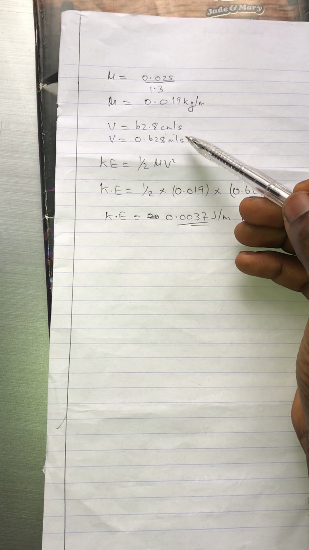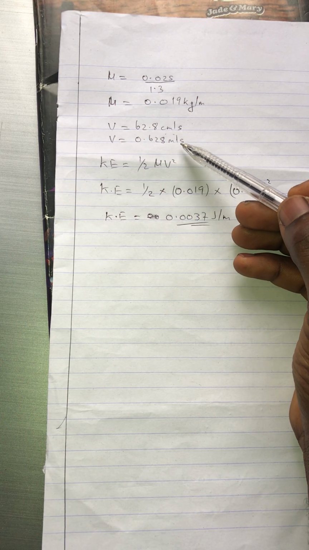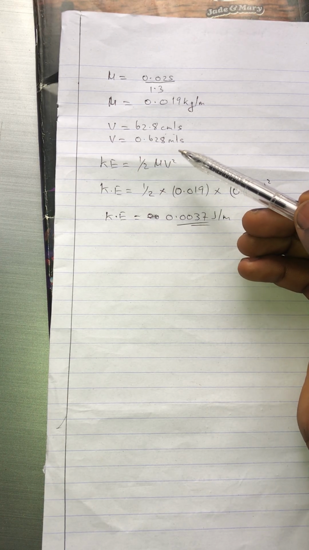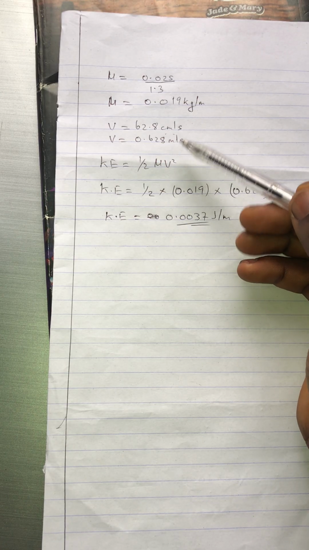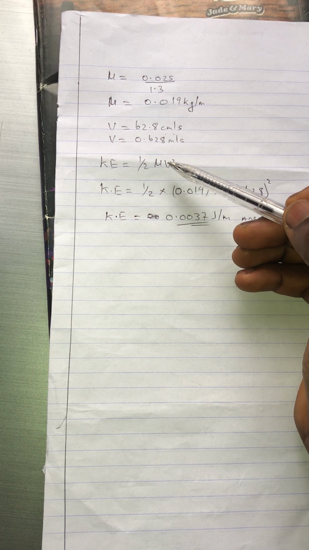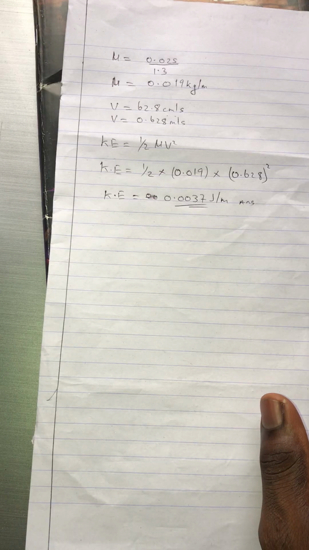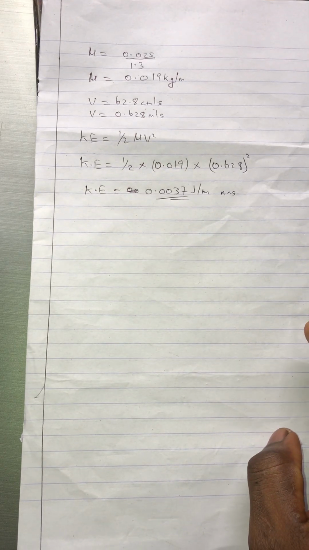You have our velocity in centimeter. We change it to meter, and this is what we're going to get. And the next thing is our kinetic energy. We just put in all what we have gotten, your mass per meter and your velocity. So this is going to be your final answer, 0.0037 joules per meter.